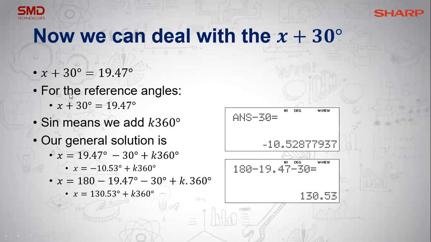Now our reference angle is x plus 30 is equal to 19.47 degrees. And sine means that we need to add k360. So our general solution, remember we started with x plus 30 is equal to 19.47 degrees plus k360. Then we take the 30 to the other side and we are left with negative 10.53 degrees plus k360.